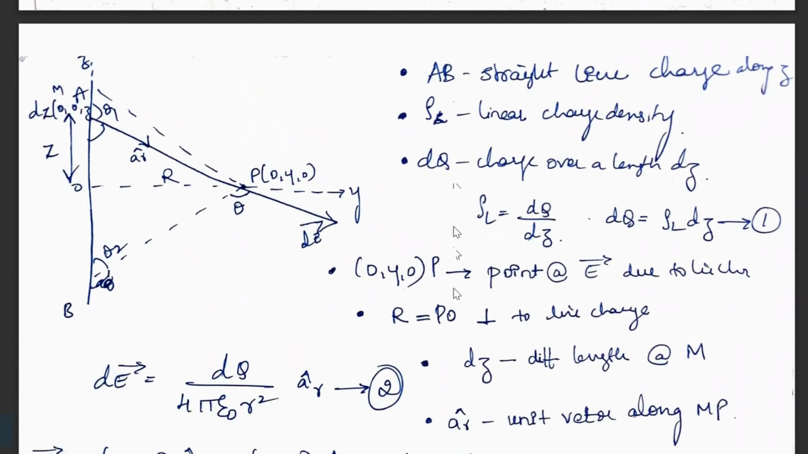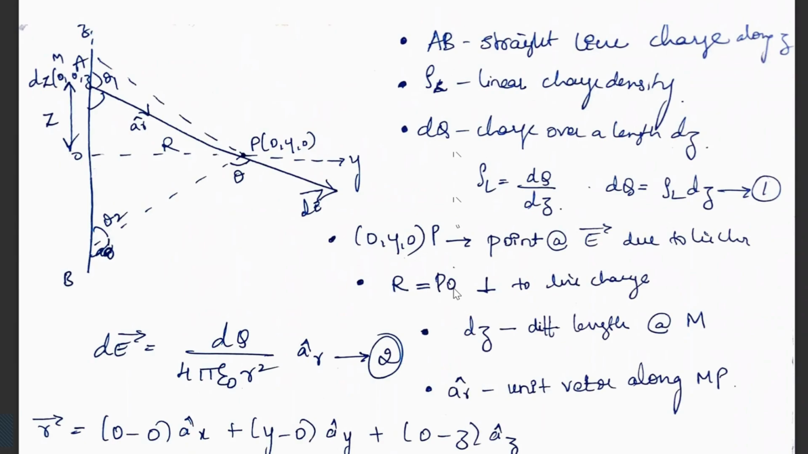Now comes the major derivation, that is electric field intensity due to a line charge distribution. So consider a line AB, which is an infinite straight line charge. It is carrying charge along the z-axis. So rho L will be our linear charge density. This is a very important derivation. Listen properly. So dq is a charge over a length, that is dz. Let me consider a charge here. Rho L will be what then?